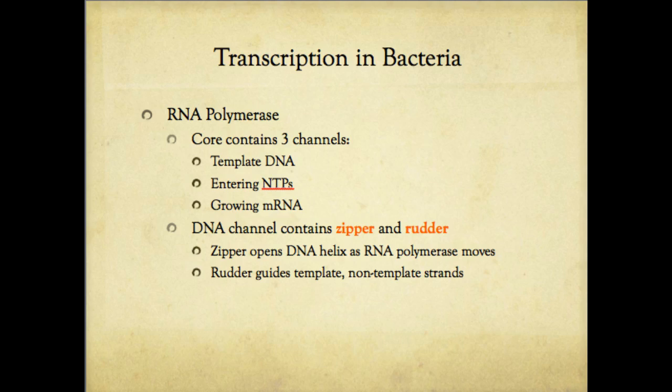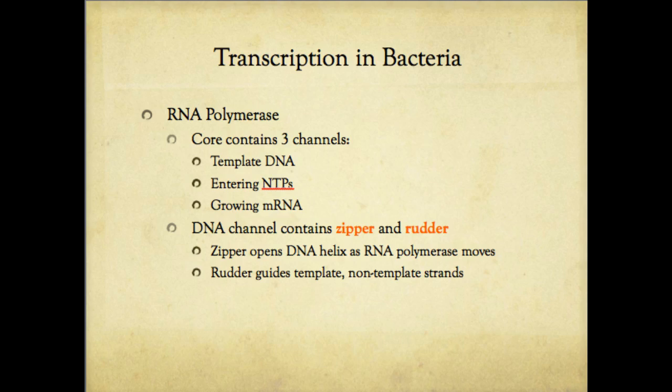So, RNA polymerase has a sigma subunit and a core subunit, but it's the core subunit that's catalytic. It's the core subunit that does the work of making a new RNA molecule. And it does that by bringing together template DNA with activated monomers called NTPs. So the template DNA sits in one channel, the NTPs enter through another channel, and the brand new RNA that's being made exits through a third channel.